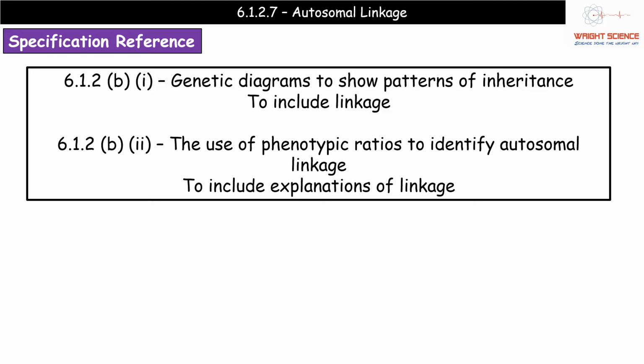What we're going to be doing in this video is carrying on with our work on module 6, looking at these inheritance diagrams, and we're going to look at two parts of the specification: 6.1.2b part 1, the genetic diagrams to show patterns of inheritance, with that focus obviously on autosomal linkage, and 6.1.2b part 2, the use of phenotypic ratios to identify this autosomal linkage, including explanations for it.